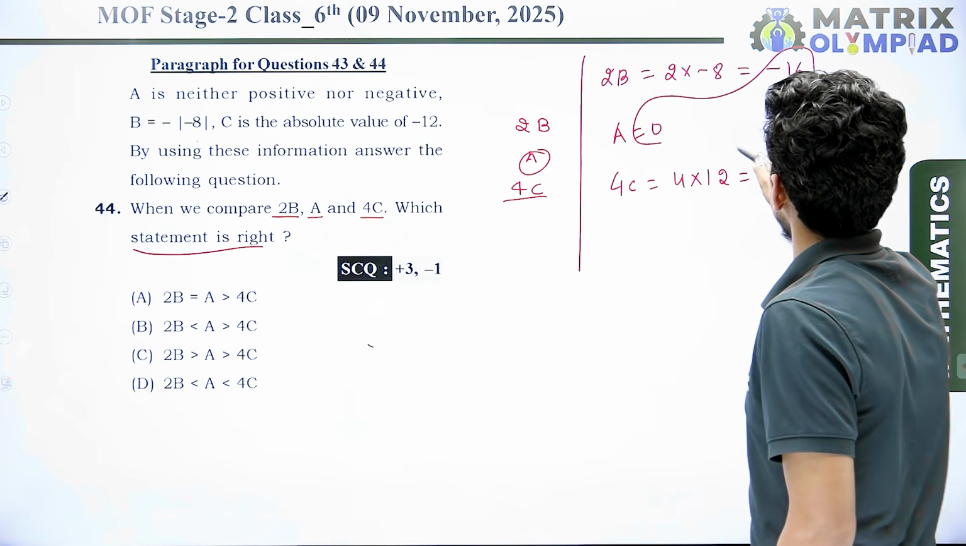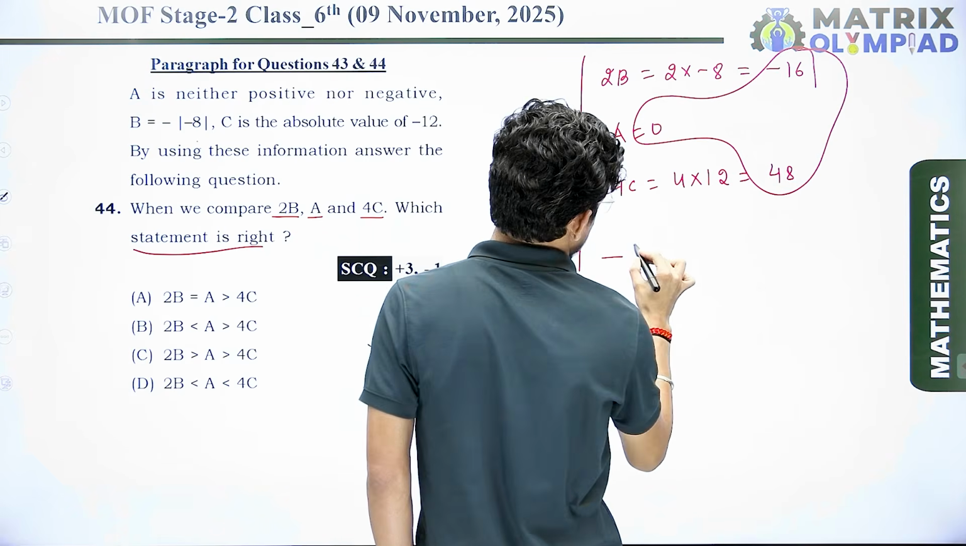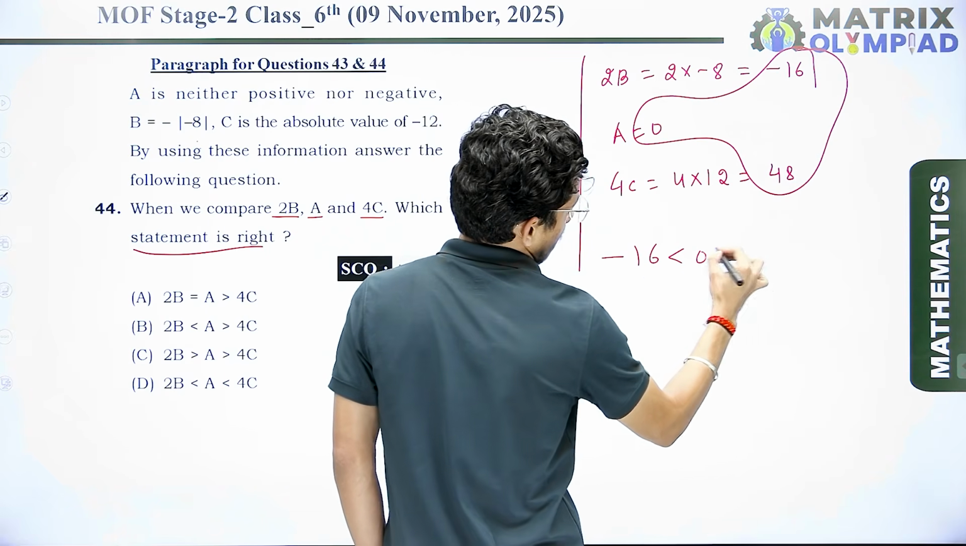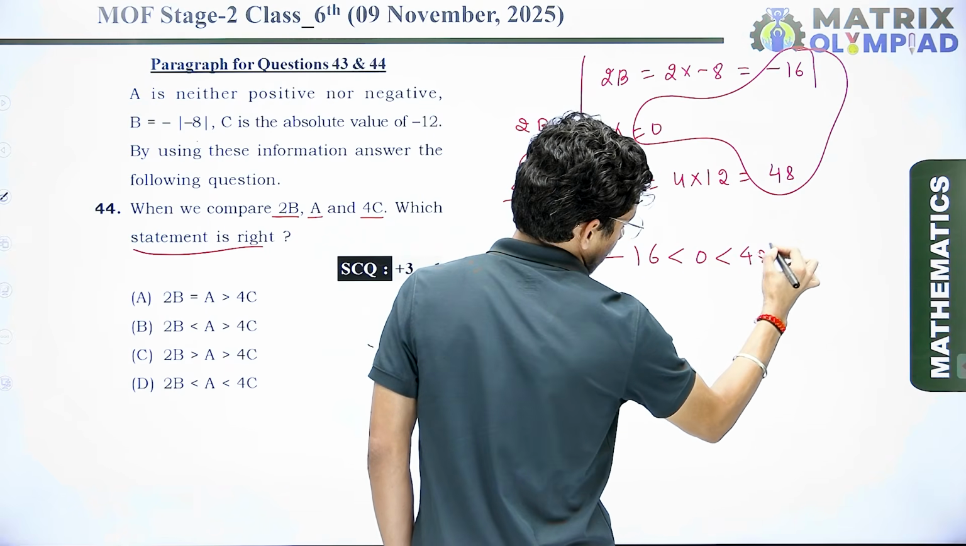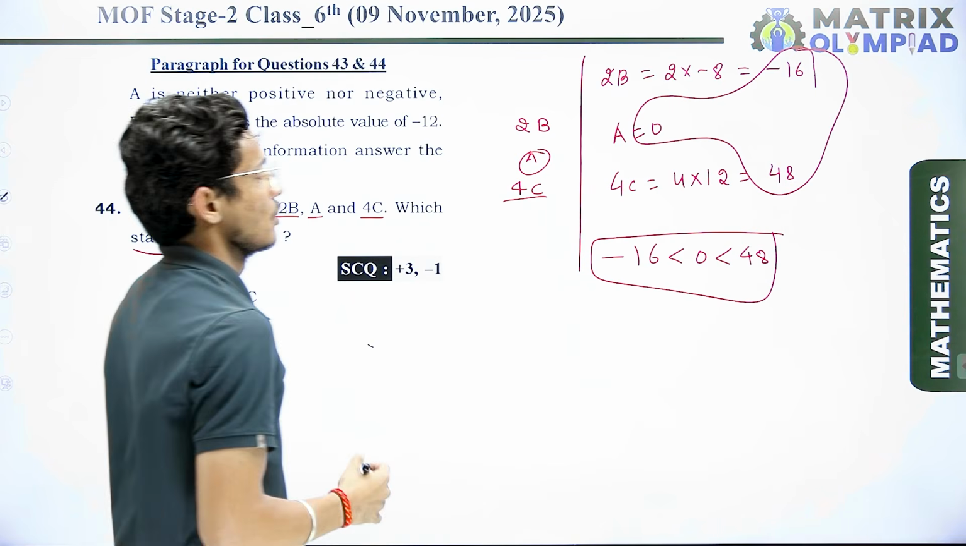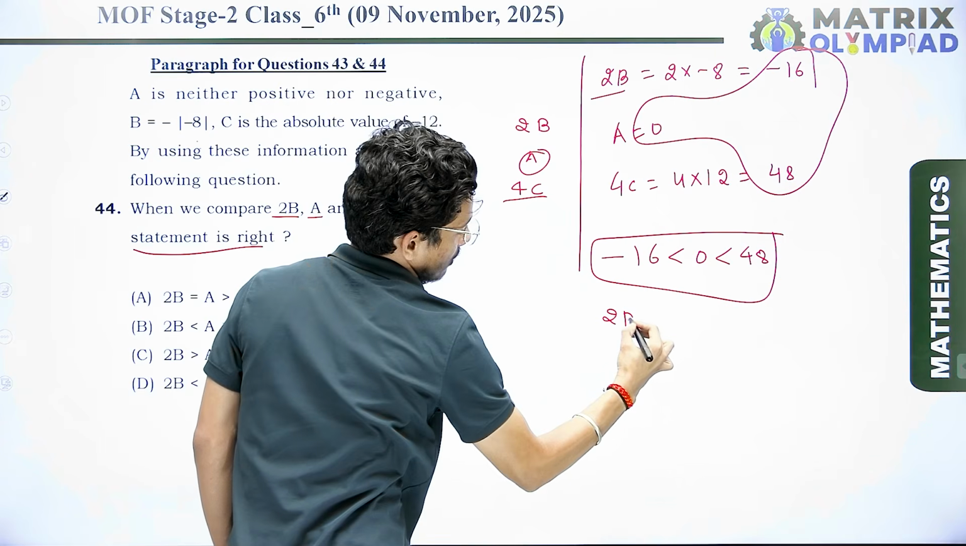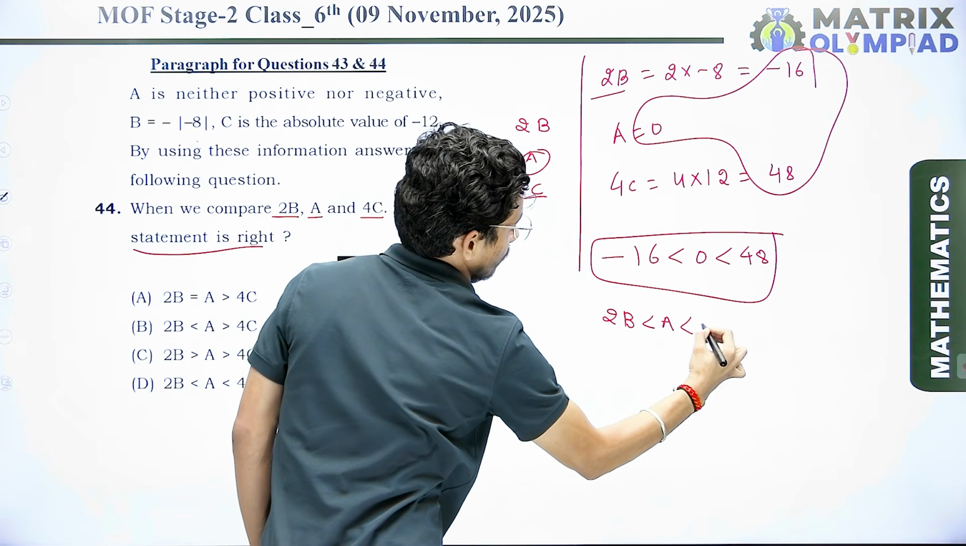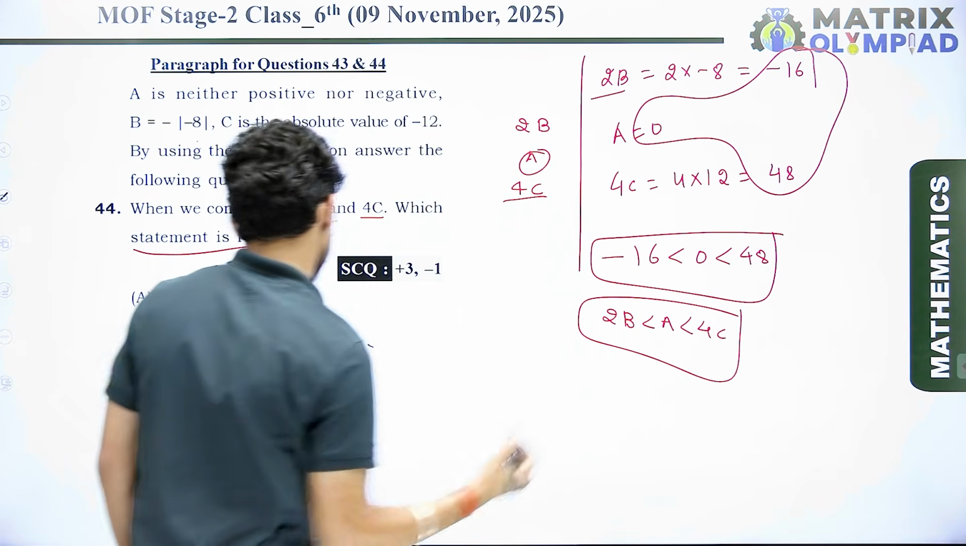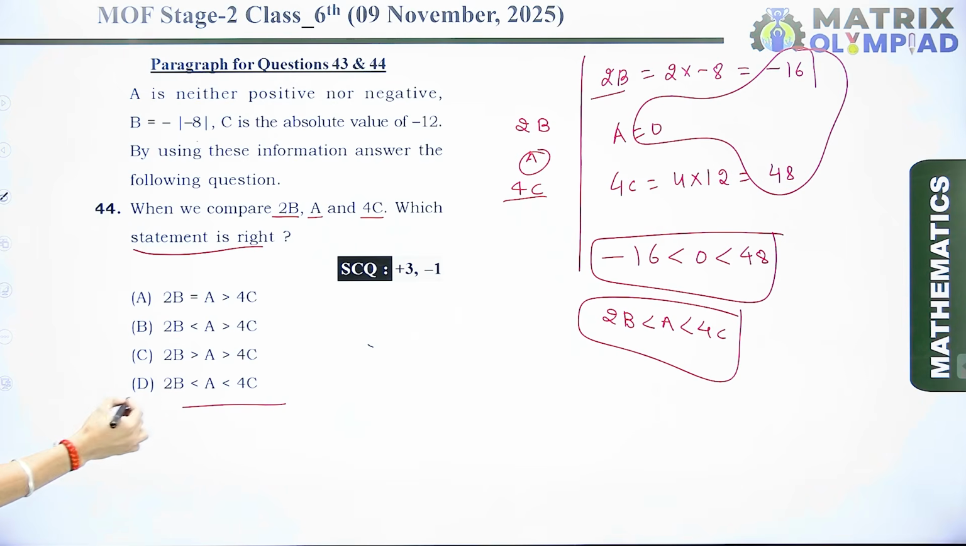So when we compare these three, I can write here minus 16, 0 and 48. So minus 16 is the value of 2b. So I can write here 2b, which is greater than a, which is greater than 4c. So check which option is correct: 2b, a, 4c. Option number D is the correct answer over here.